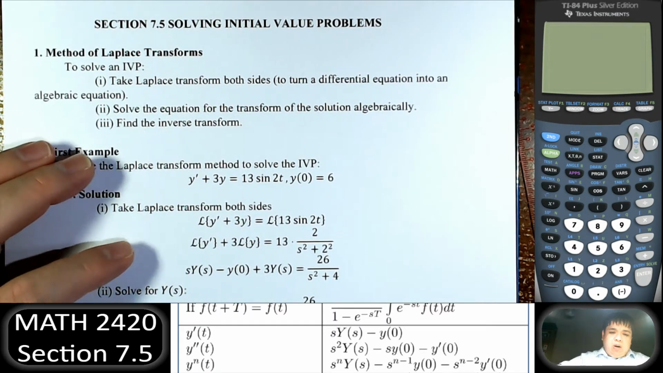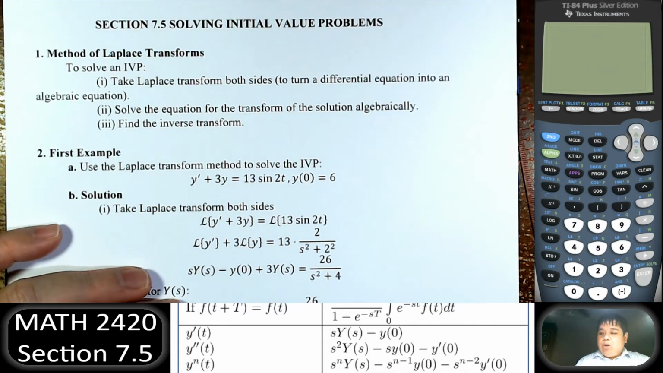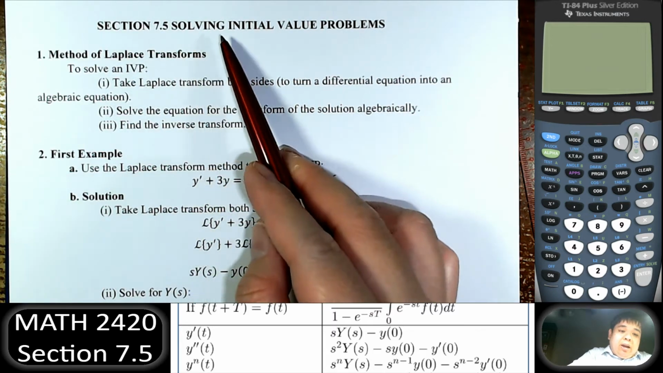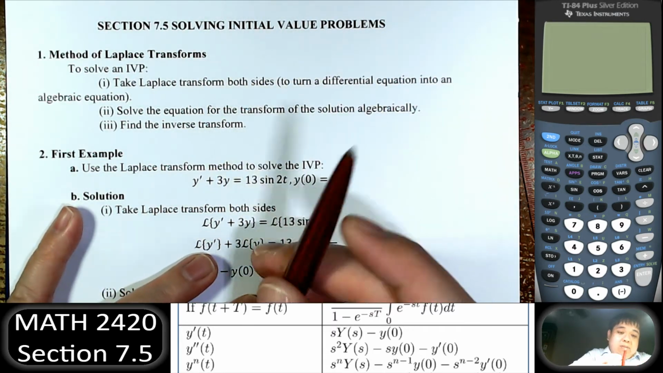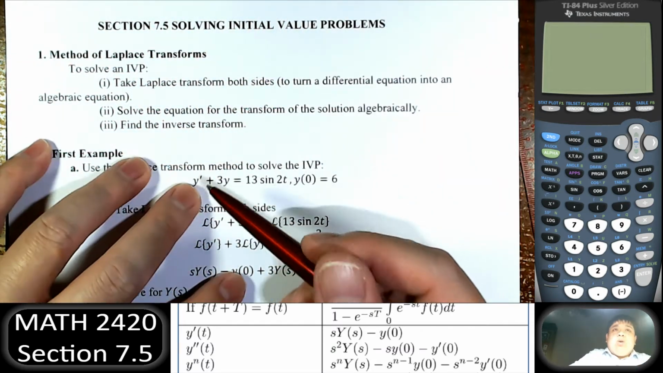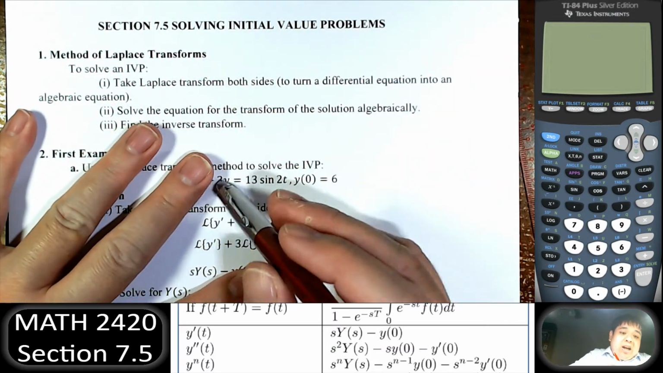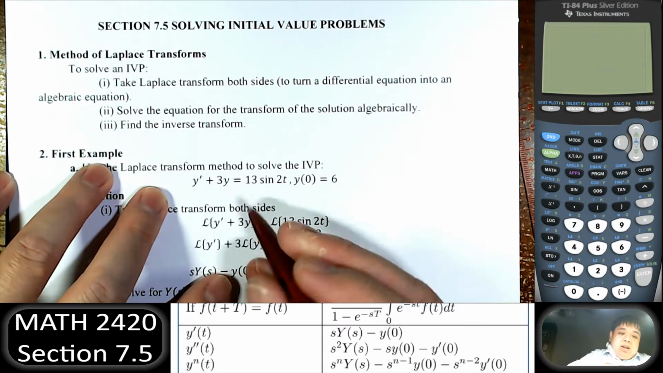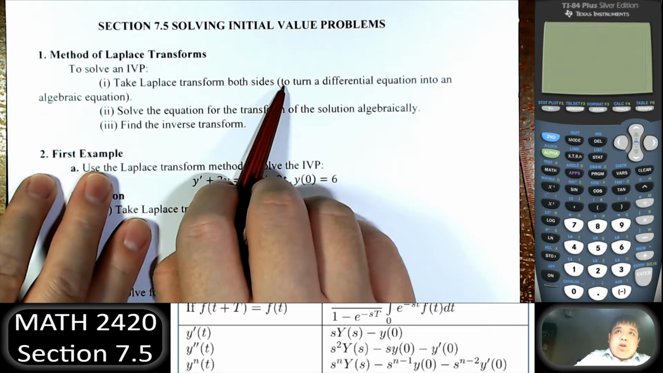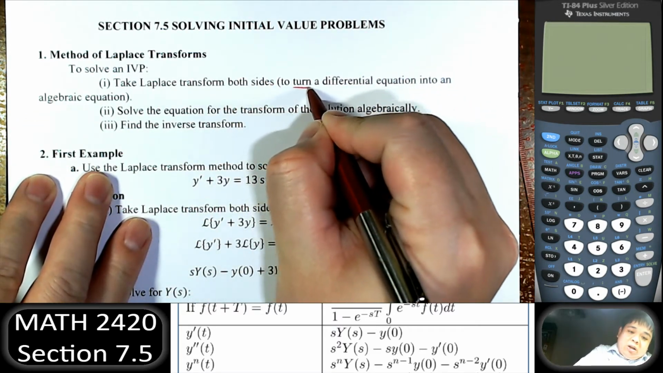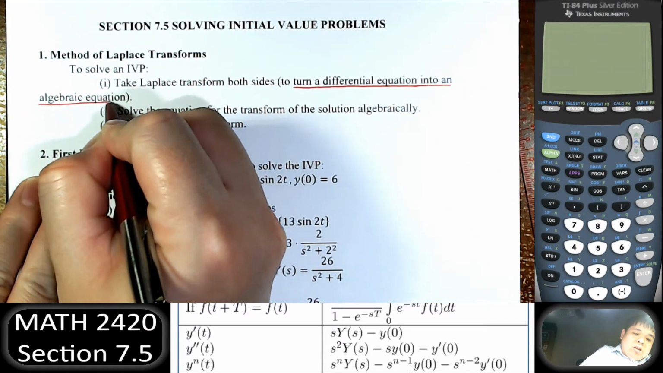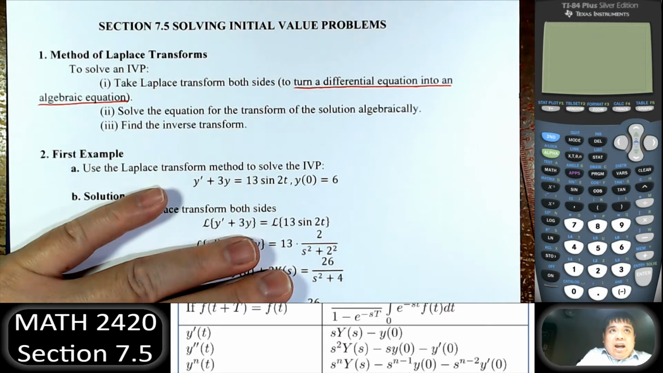Right, so bottom line is it is still a differential equation, and we are still just solving a differential equation, in particular an initial value problem. So the step to solve an initial value problem is first we'll take the Laplace transform from both sides, so we turn a differential equation into an algebraic equation, and that is the point.